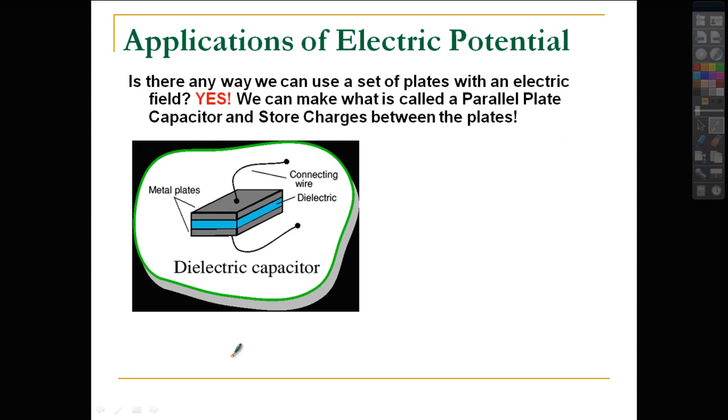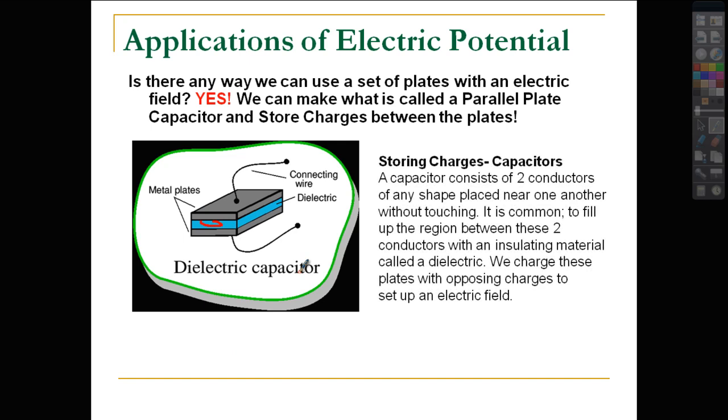There are several applications we can have for electric potential. Is there any way that we can use a set of plates with an electric field? Of course there is. We can make what is called a parallel plate capacitor and store charges between the plates. So we can actually store charges in here. A capacitor consists of 2 conductors of any shape placed near one another without them touching. It is common to fill up the region between these 2 conductors with an insulating material called a dielectric. We charge these plates with opposing charges to set up an electric field. So one we put a positive charge on, and one we put a negative charge on.